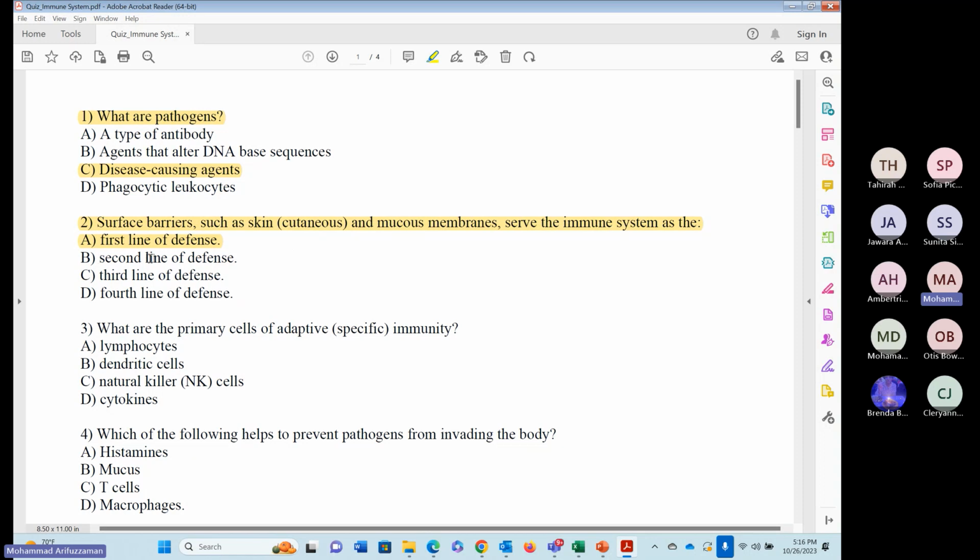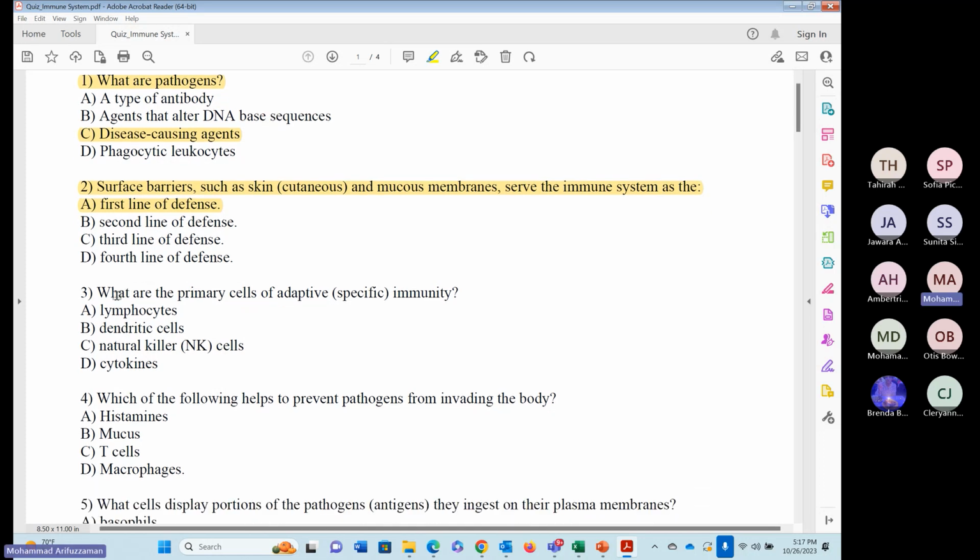Can you give an example of second line of defense? What are the second line of defense systems? Fever, inflammation, natural killer cells, chemicals. These are the second line of defense system. And can you give examples of third line of defense system? Which is more specific, third line. Cellular immunity and humoral immunity. Good.